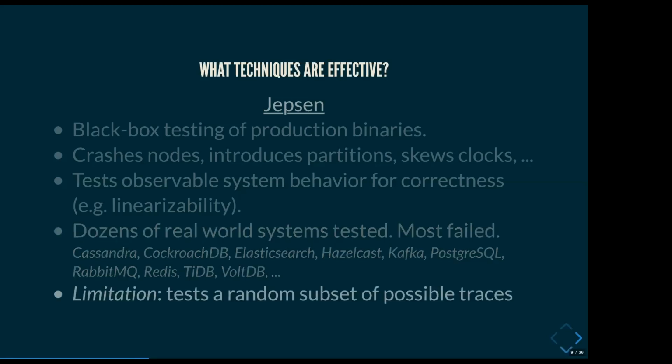The limitations of Jepsen are that it only tests a random subset of possible traces. So you can exercise a system for hours, days, months within Jepsen, and still not necessarily flesh out all the bugs that can happen even within perhaps 20 steps, right? Just because the possible permutations are so large, the permutations of how the system can evolve.